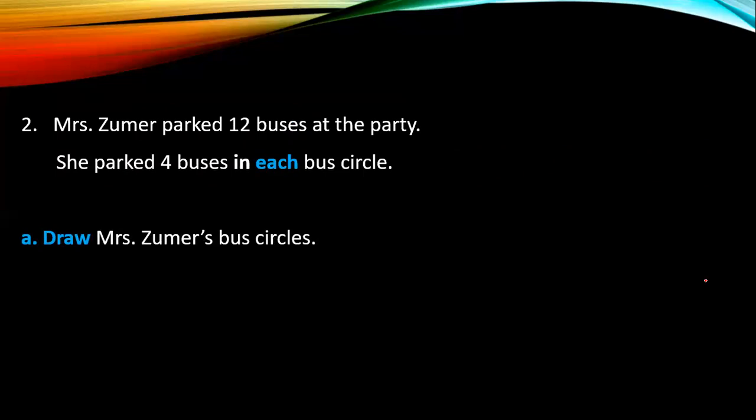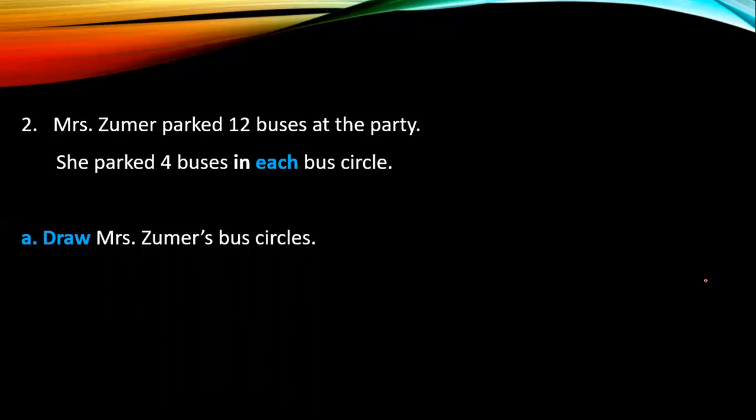Okay, now let's try another situation. Ms. Zoomer parked 12 buses at the party. She parked 4 buses in each bus circle. We're going to draw Ms. Zoomer's bus circles. Her bus circle in this situation can be a row or a column. Okay, you can try that one.